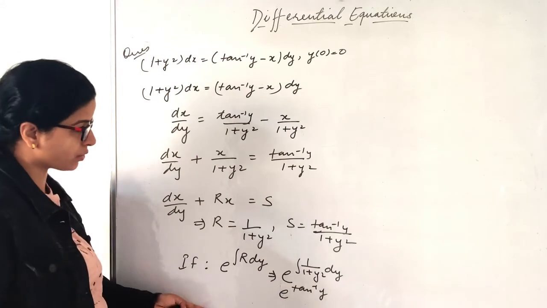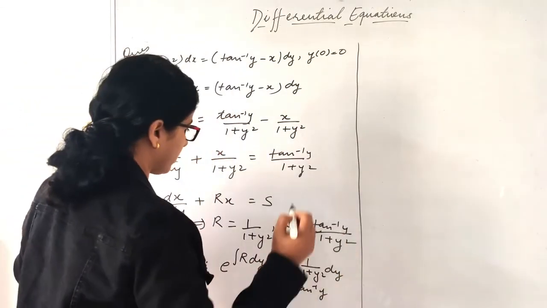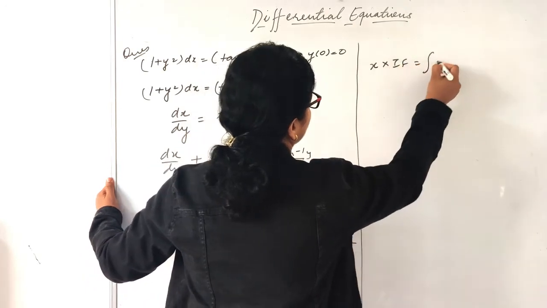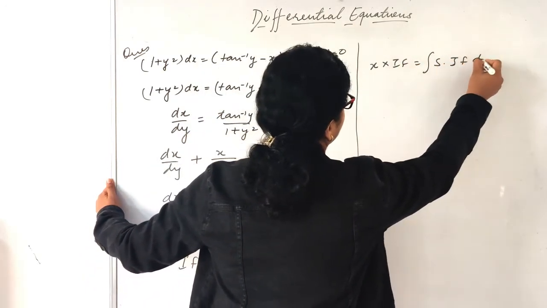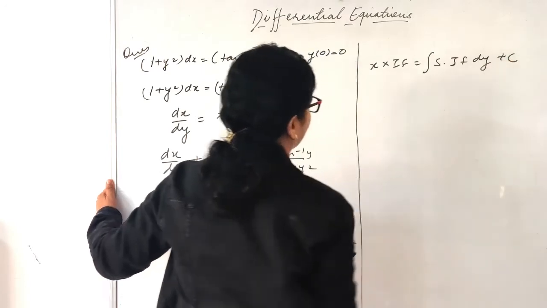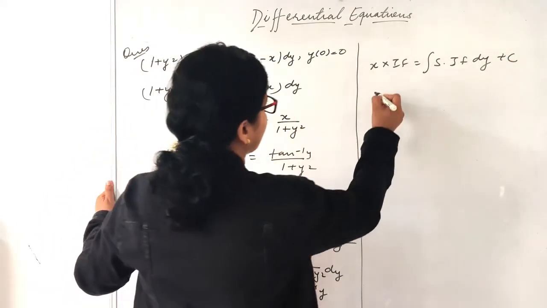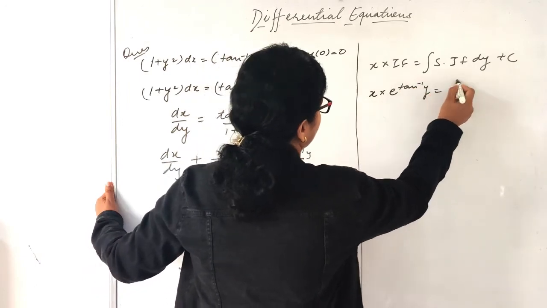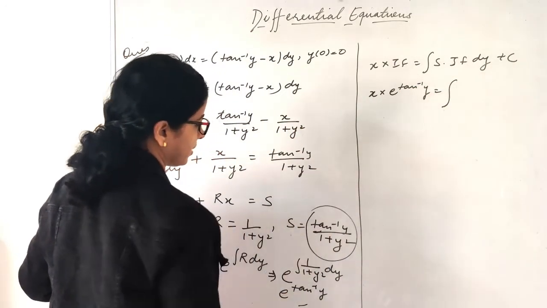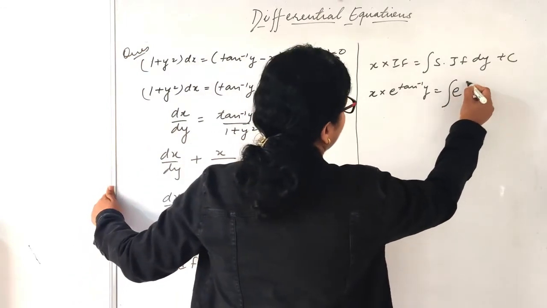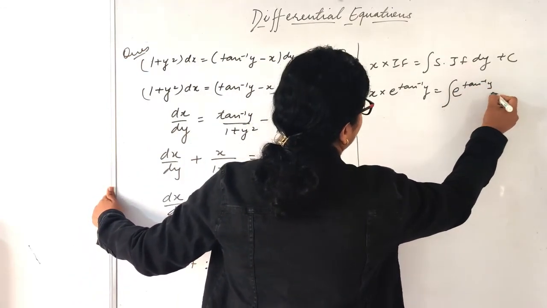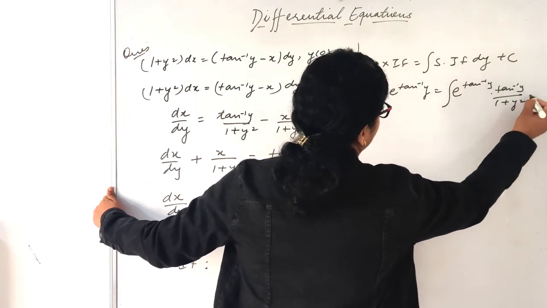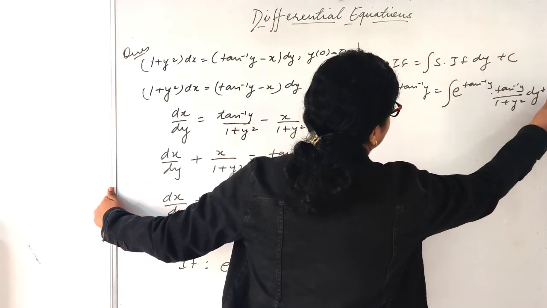Now let us write the solution of the differential equation. So what is the solution of the differential equation? x into integrating factor equals integration of S into integrating factor dy plus C. Okay, so our integrating factor is this. So x into e to the power tan inverse y equals integration, value of S is this part. So e to the power tan inverse y into tan inverse y upon 1 plus y square dy plus C.